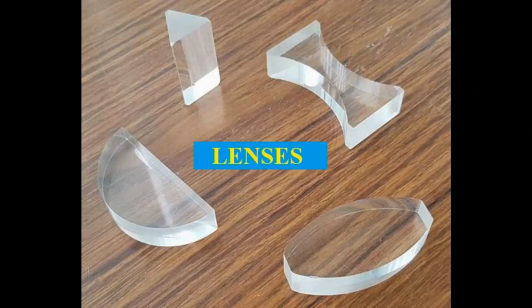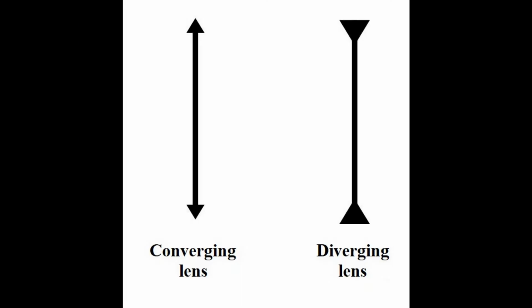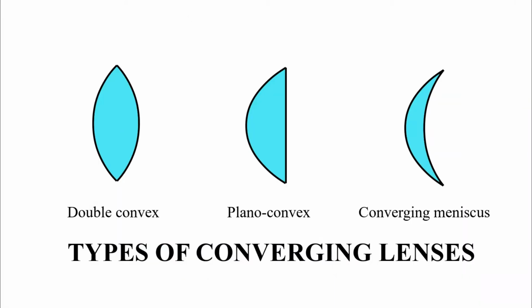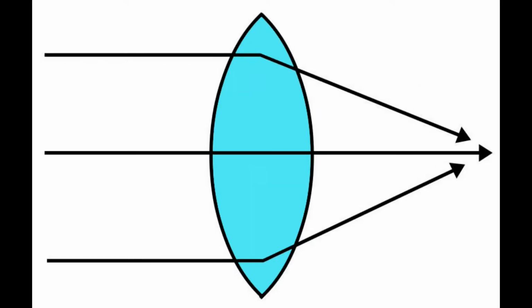Let's see the lenses. They are pieces of glass that modify the path of light rays and change the characteristics of images by refraction. There are two main types of lenses, converging lenses and diverging lenses. The main types of converging lenses are biconvex, plano-convex, and concave-convex or converging meniscus.